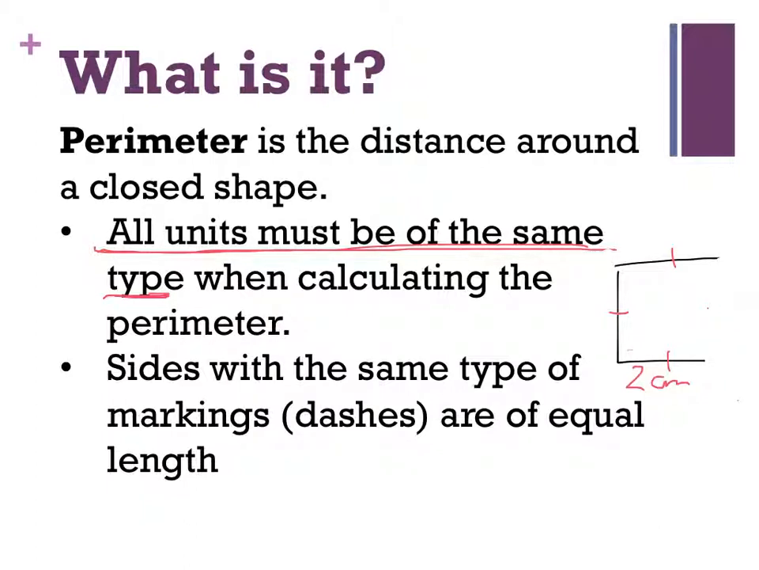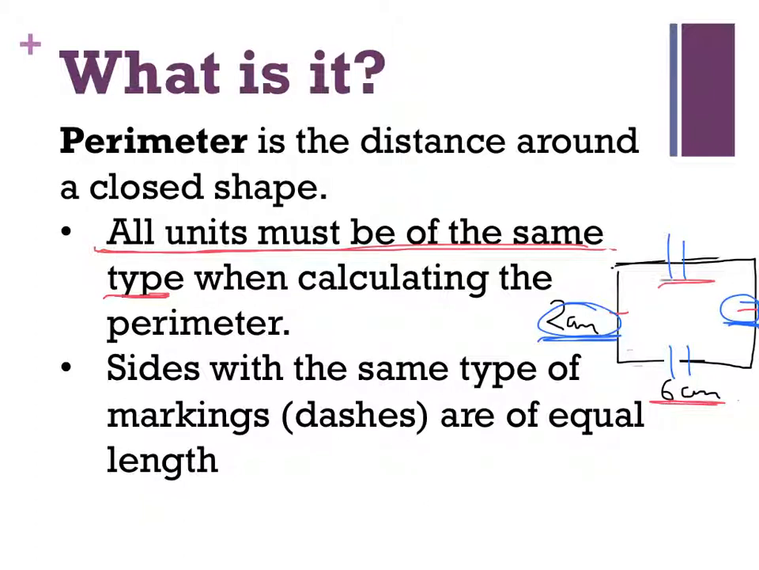If you get a different shape though, maybe it looks a little bit like this. Okay, and that has a dash there, and that has a dash on that side, and these two sides have 2 dashes, and these two sides have 2 dashes, and this says 2 centimetres, and this says 6 centimetres. The sides with the same number of dashes, so this side here and this side here, are equal, and this side here and this side here will be equal. So sides with the same type of markings are of equal length.